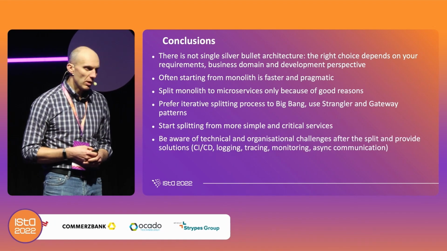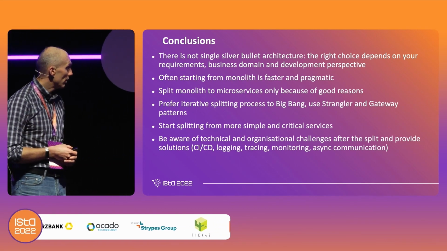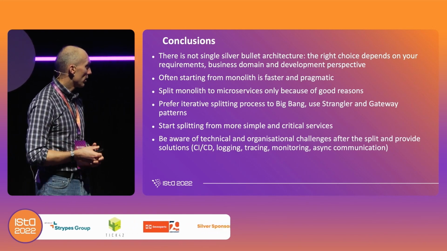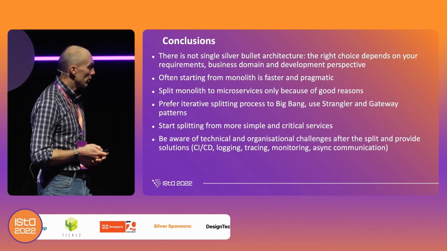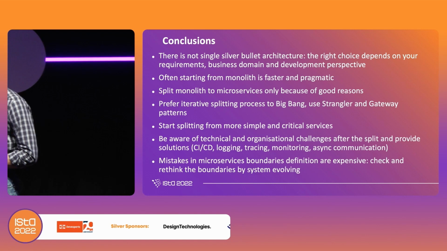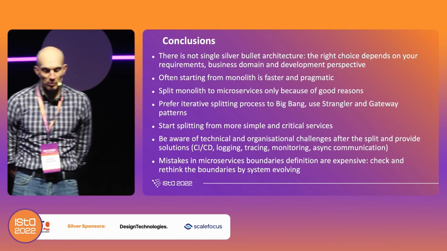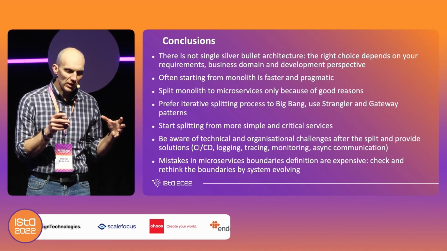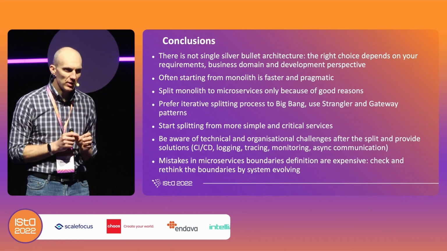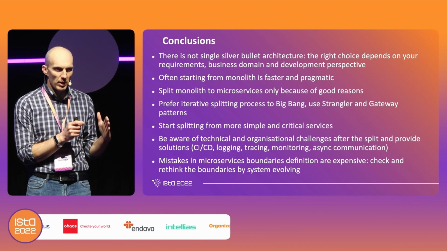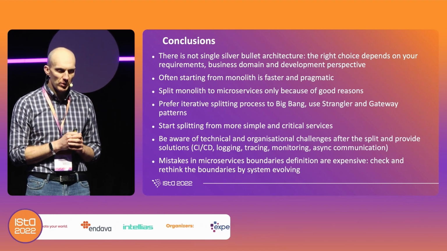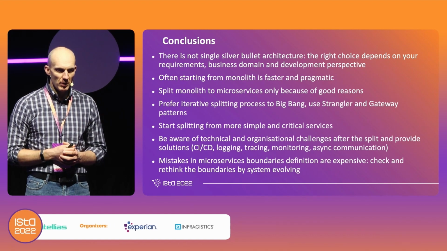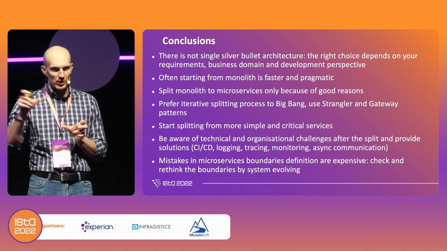And of course, be aware of the technical and organizational changes after the split, and care about solutions for that, like CI/CD, central logging, tracing messages, monitoring, and asynchronous communication that you will need for microservice architecture. Also, mistakes in the boundaries are quite expensive, so here we really need to think more than once. Already in the monolith, you can design it to be independent, isolated and decoupled using Java interfaces first. After that, the Java interfaces will become the external API for the microservices. You can test a bit in the monolith, and only after that extract it.